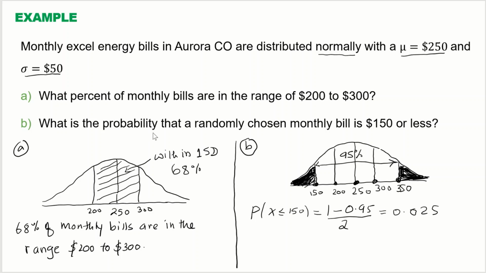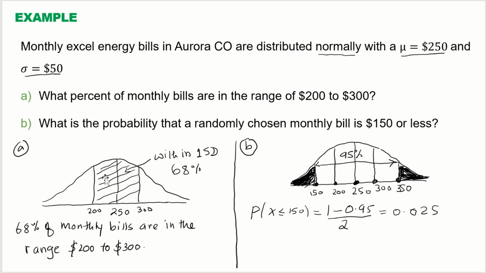You don't have to change these to percentage because we are talking about probability. When you're working on probability, we write as decimal. When you're asked to write a percent, you just leave it that way, 68%. So the answer for the second part, B, is the probability that the monthly bill is less than or equal to $150 is equal to 0.025. So this is the use of the empirical rule.